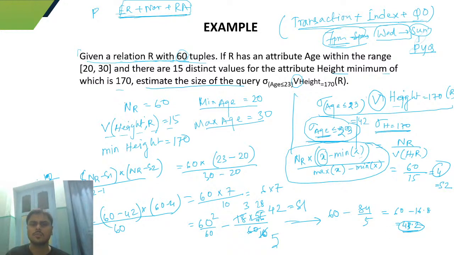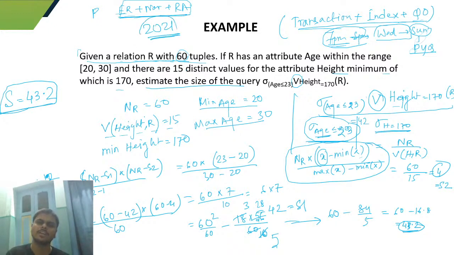So the estimated size of the query will be 43.2. This kind of question was actually given in the 2020, 2021 first paper, Paper 1. So just practice some 5 to 10 questions on this and you will be very much familiar with the formulas.